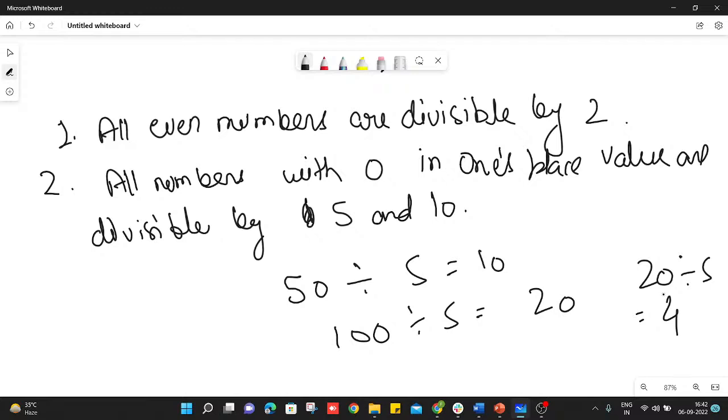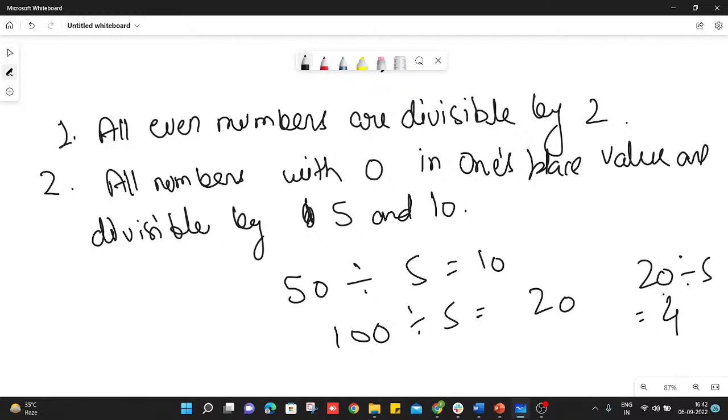Okay, so why are we discussing it? When you do prime factorization of any number, you see different types of numbers while doing the prime factorization. And while doing so, you should have a very good understanding of by which number you should divide this number.